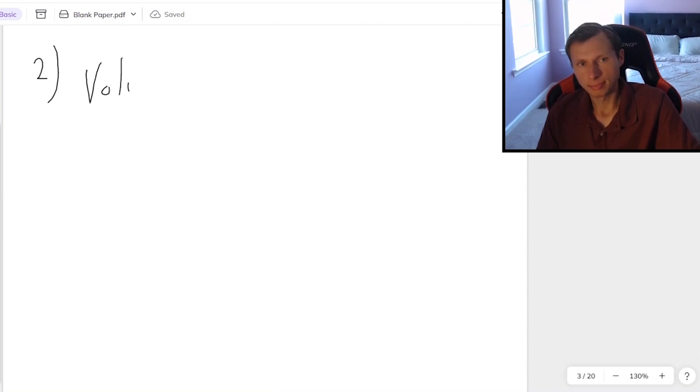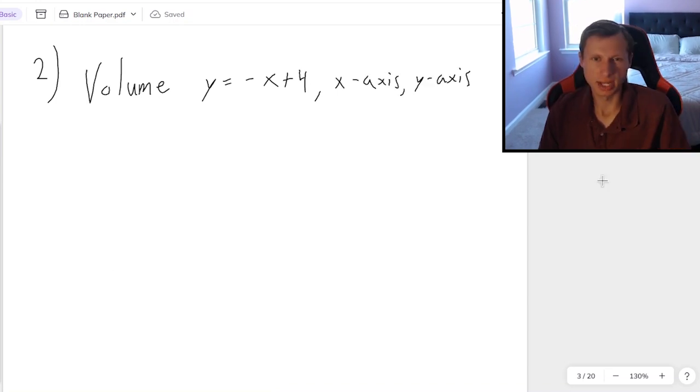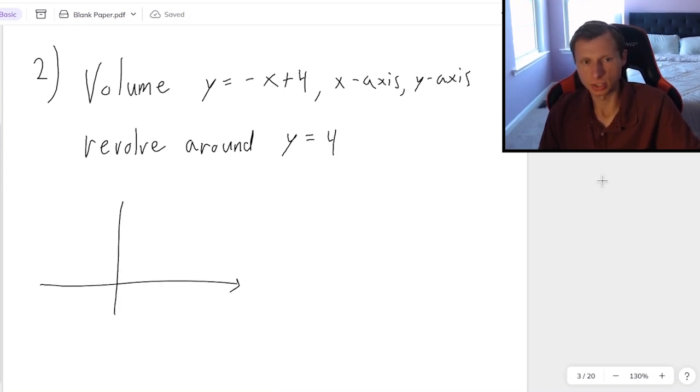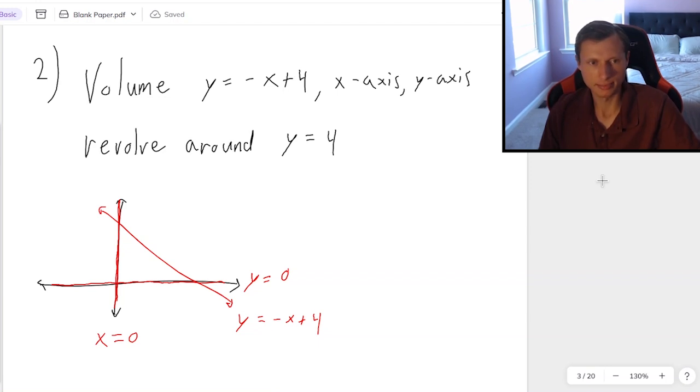For the next problem, I still want the volume. It's actually going to be the area bounded by the exact same region, y equals negative x plus 4, x-axis, and y-axis. But this time I'm going to be revolving around the line y equals 4. And so once again, I'd recommend drawing a picture of this because it's always helpful. There's y equals negative x plus 4. And then the x-axis and the y-axis again. It's the same area. And again, I'm going to label this x equals 0 and y equals 0. And we can clearly see our area here.